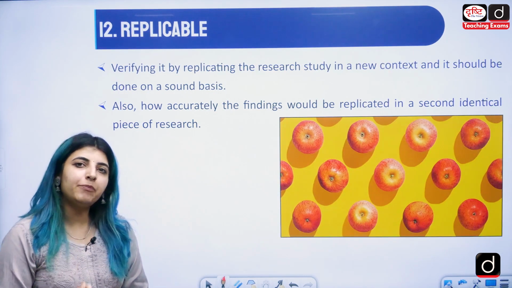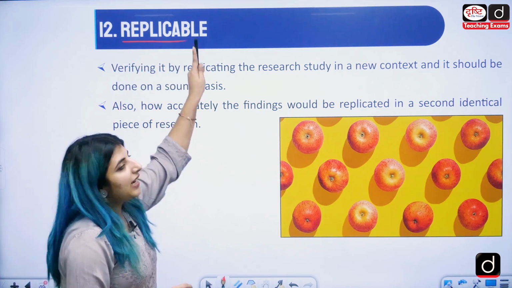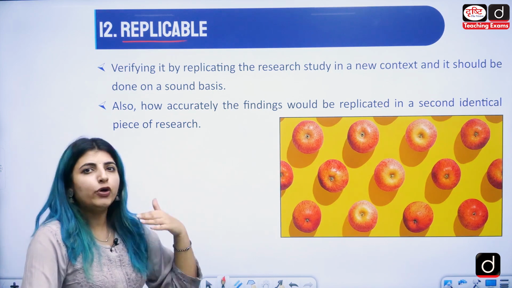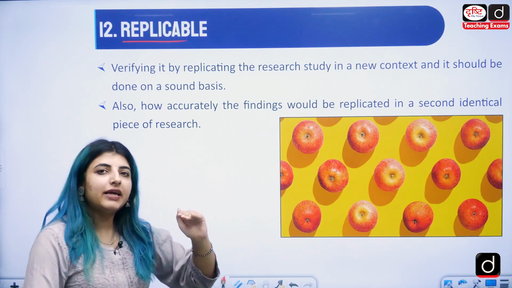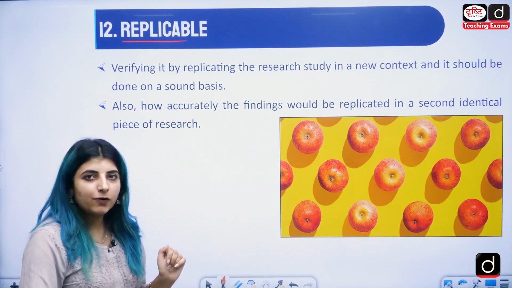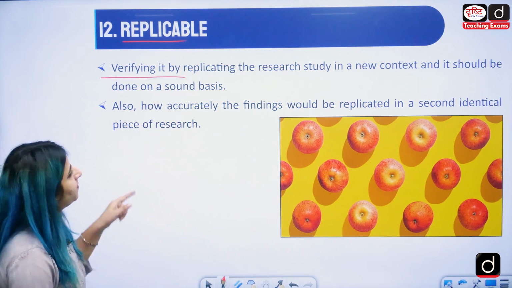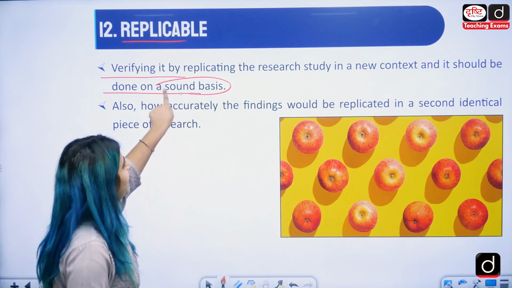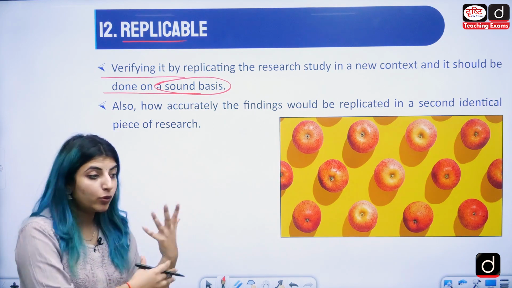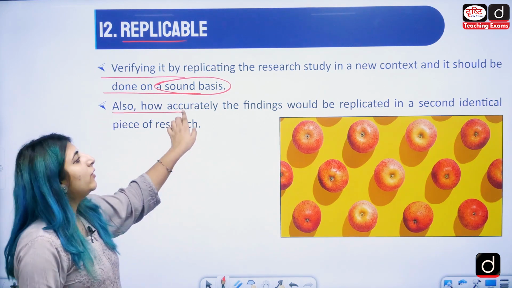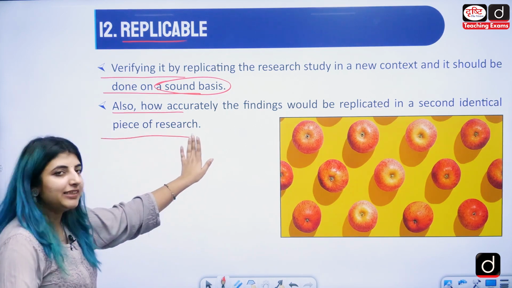And the last and important part and characteristic of research is replicable. Is it again, अगर आगे चल के कोई और research वही तरीके से करता है, following the same procedure and all, are the things replicable and yielding the same results and all? Verifying it by replicating the research study in a new context, and it should be done in a sound basis, right? You should be supporting your evidence, having evidence to support whatever claim you are making. How accurately the findings would be replicated in a second identical piece of research.